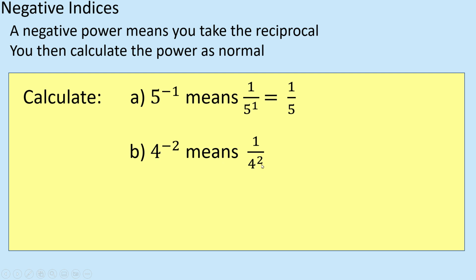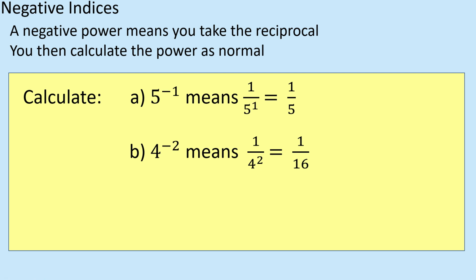Well, 4 squared is 4 times 4, which is 16. So 1 over 4 squared is 1 over 16. So this is what we've done with the negative 2. We've done 1 over 4 squared to get rid of the negative, and then we've just done 4 times 4 to get the 16. All right, quite straightforward.